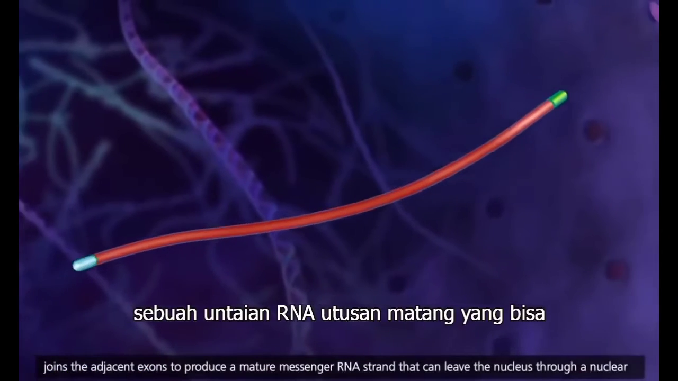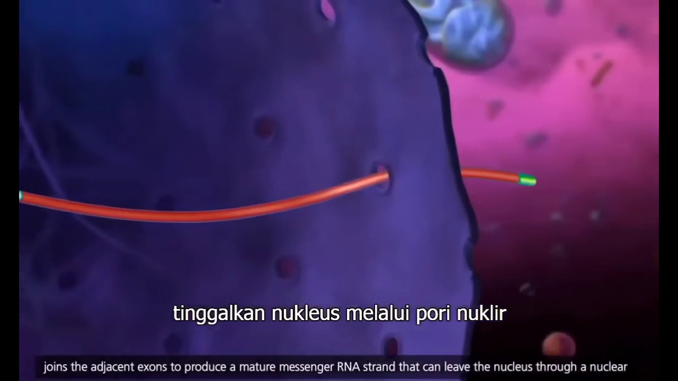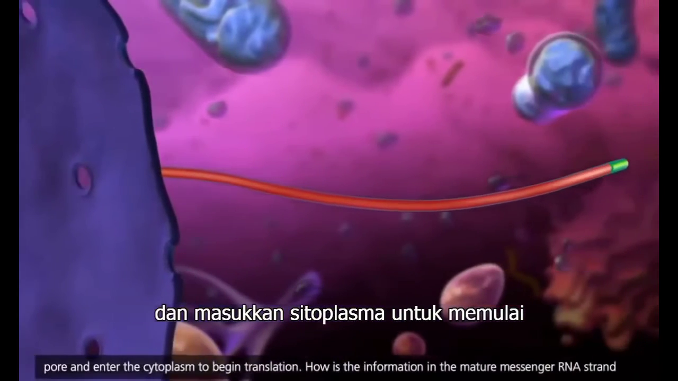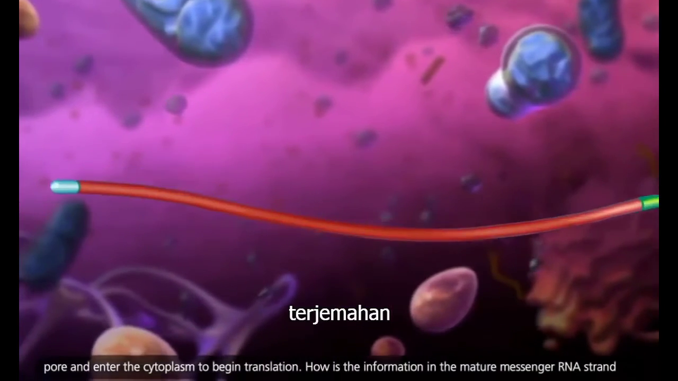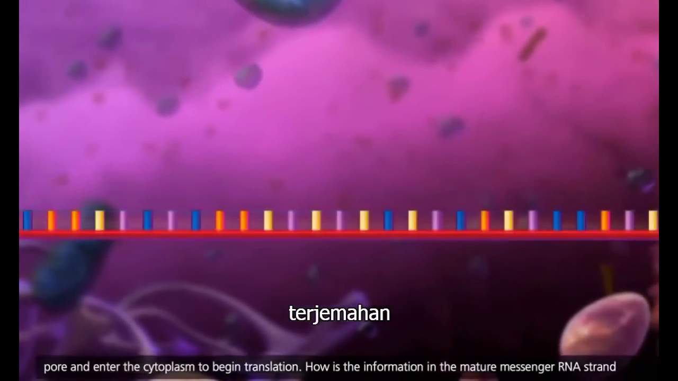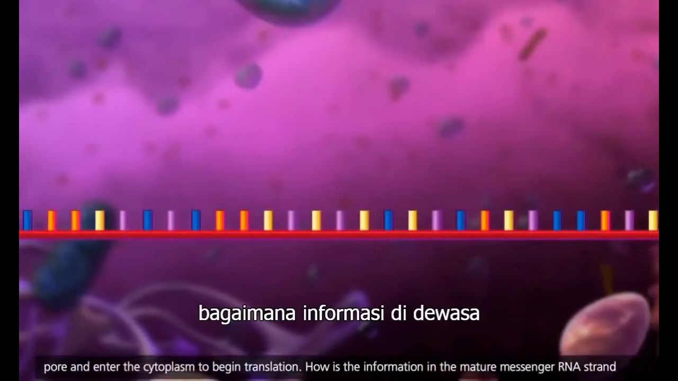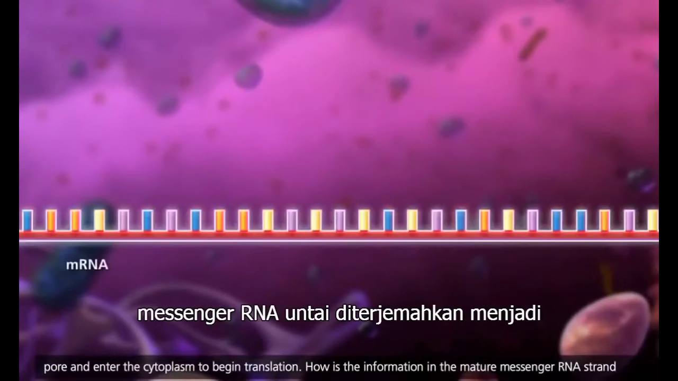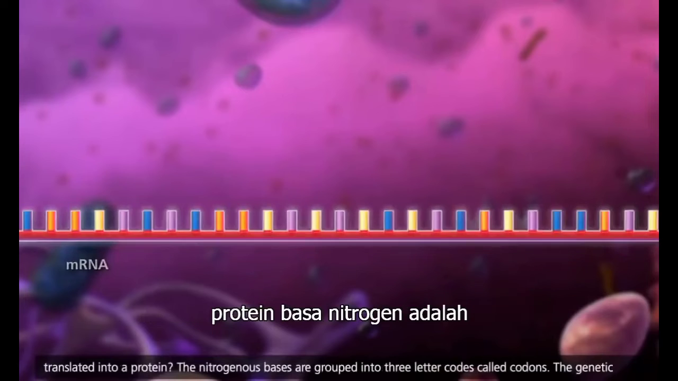Messenger RNA strand that can leave the nucleus through a nuclear pore and enter the cytoplasm to begin translation. How is the information in the mature messenger RNA strand translated into a protein?